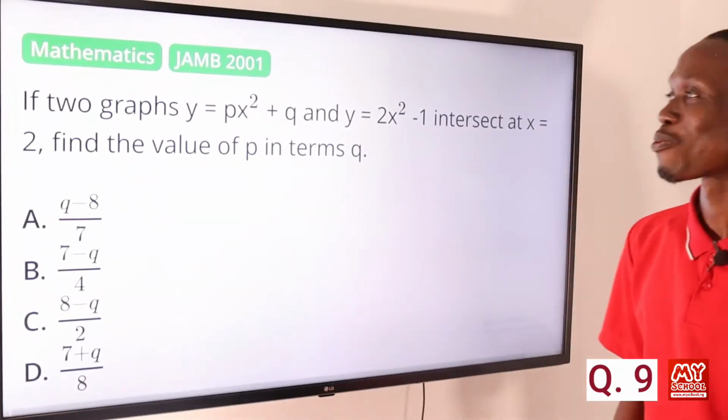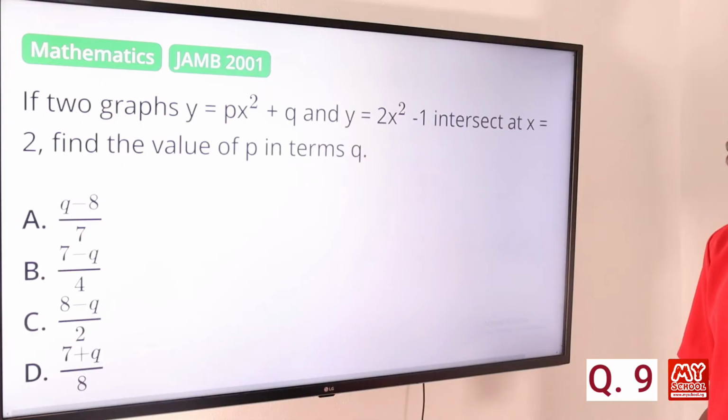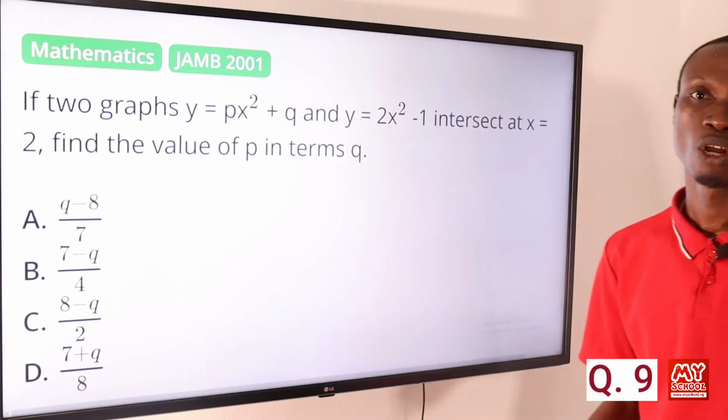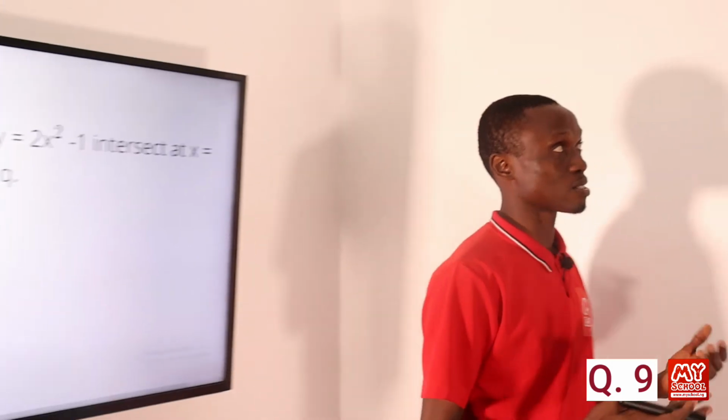Question 9. If two graphs y is equals to px squared plus q and y is equals to 2x squared minus 1 intersect at x is equals to 2, find the value of p in terms of q. So let's move to the board to provide answer to this question.